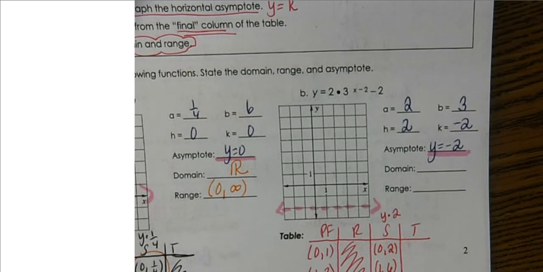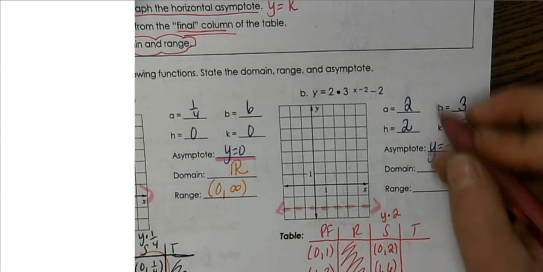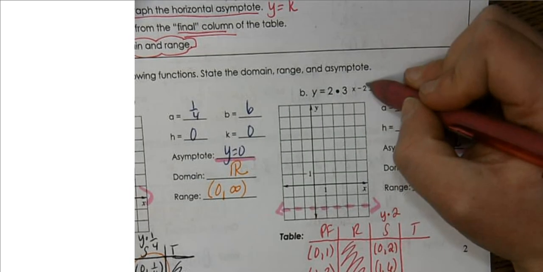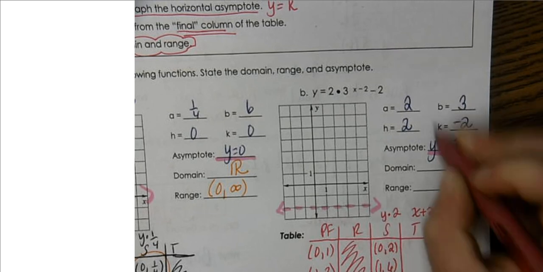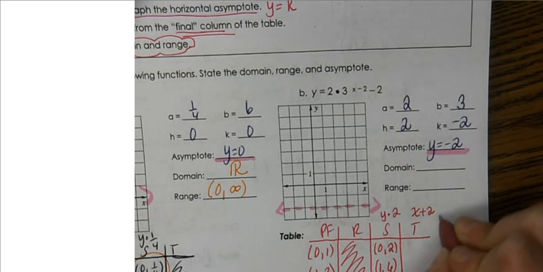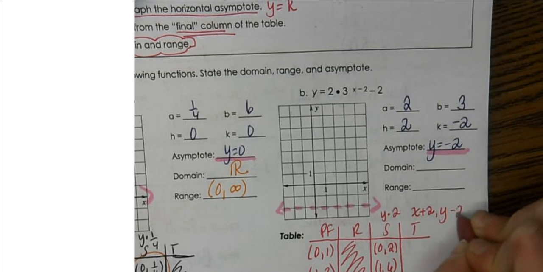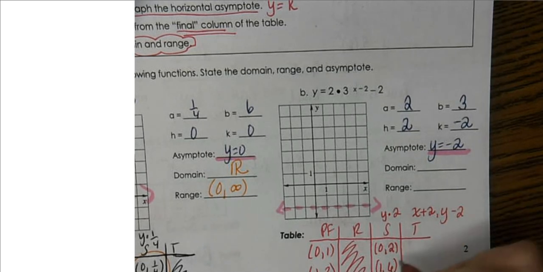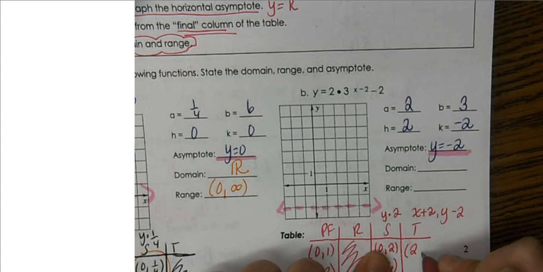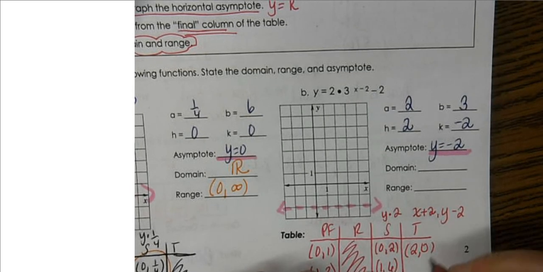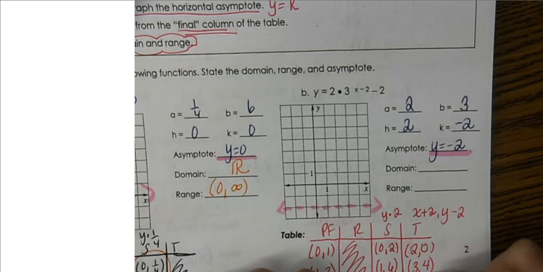When it comes to translation, my h is 2. That's the opposite of what I see right here, so all of my x values will be increased by 2. And then my k value is negative 2, so all of my y values will be decreased by 2. So 0 plus 2 is 2. 2 minus 2 is 0. 1 plus 2 is 3. 6 minus 2 is 4. So these are my ordered pairs that I'm going to be plotting.